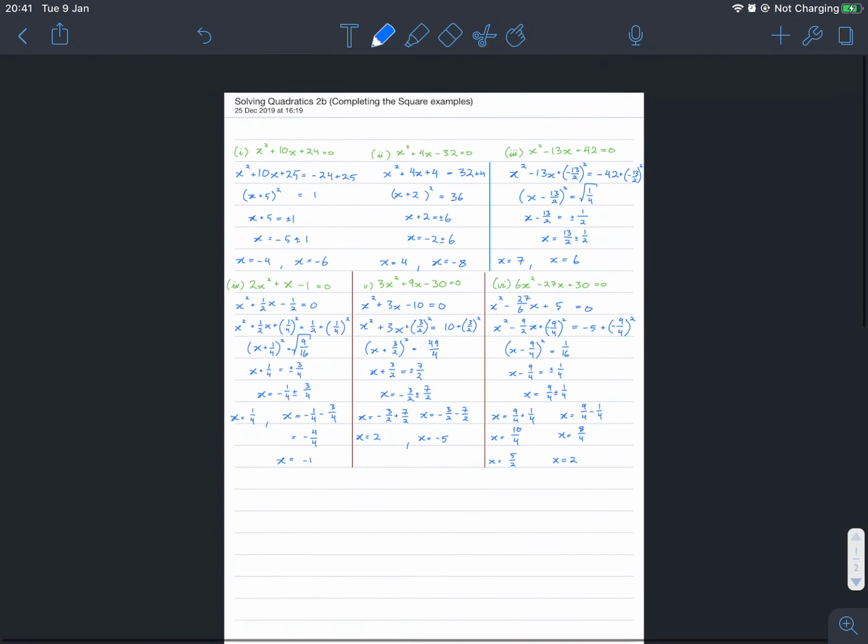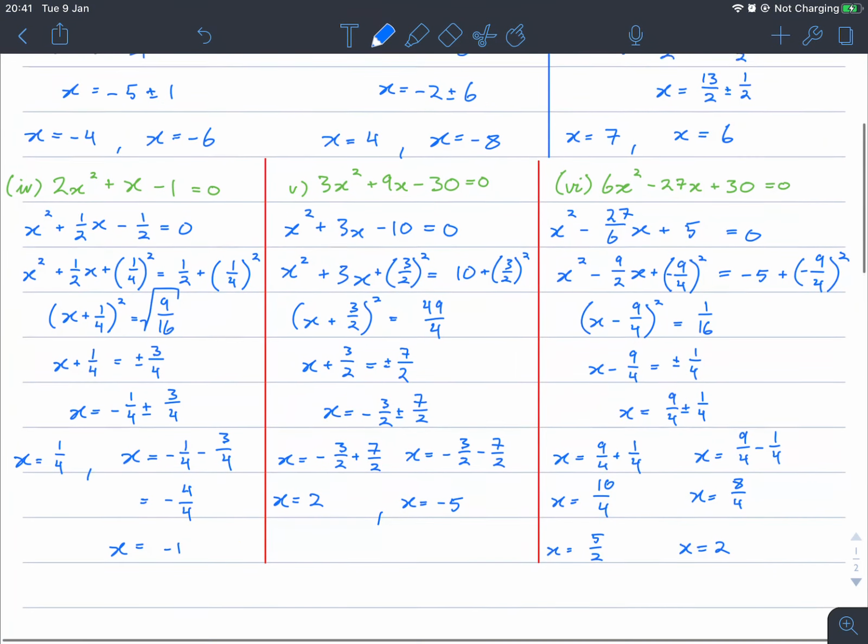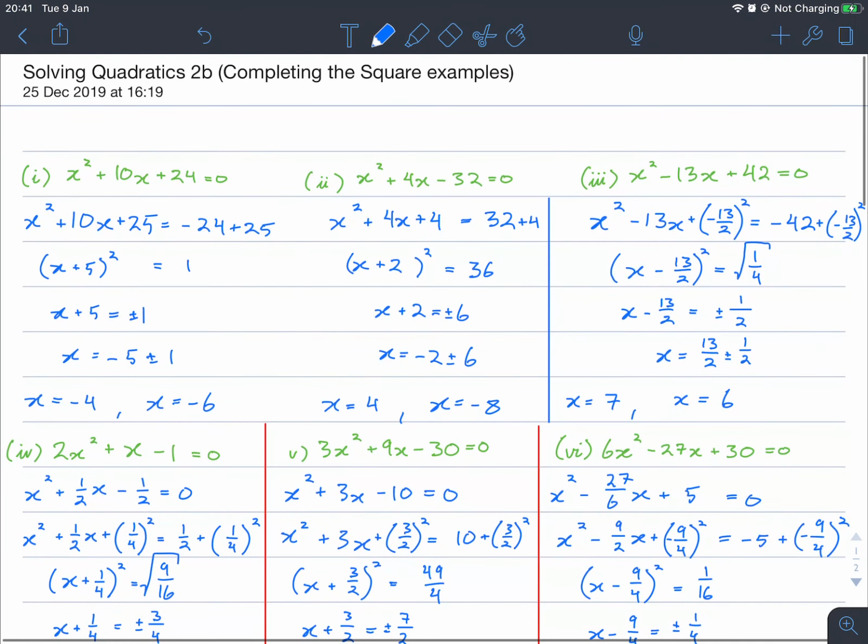I know that was a long video, but hopefully I gave you plenty of examples on how to complete the square and solve quadratics using that method. Best of luck!